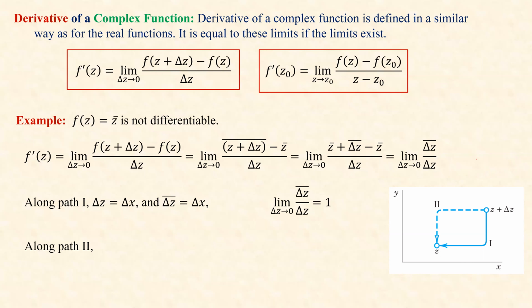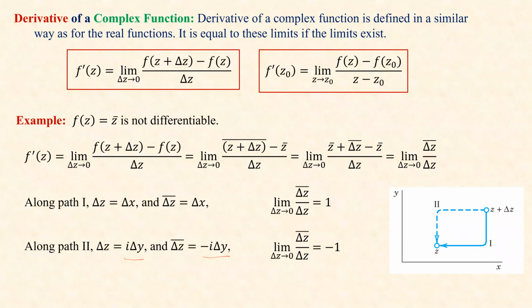But if you go along path 2, first you put delta x equal to 0, and then make delta y go to 0. So delta z is i delta y. And the complex conjugate of that, delta z bar, is negative i delta y. Then the limit of delta z bar over delta z becomes negative i delta y divided by i delta y, which is negative 1.